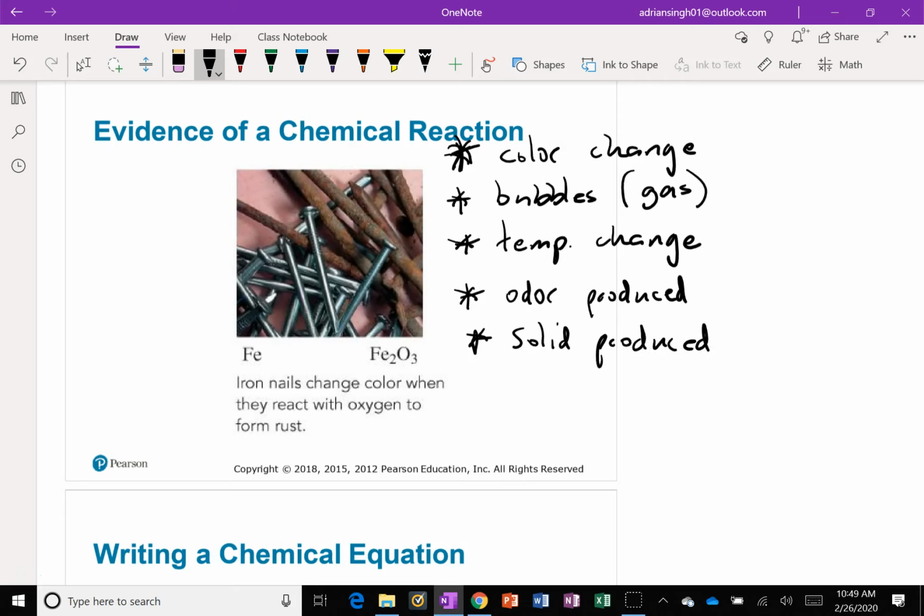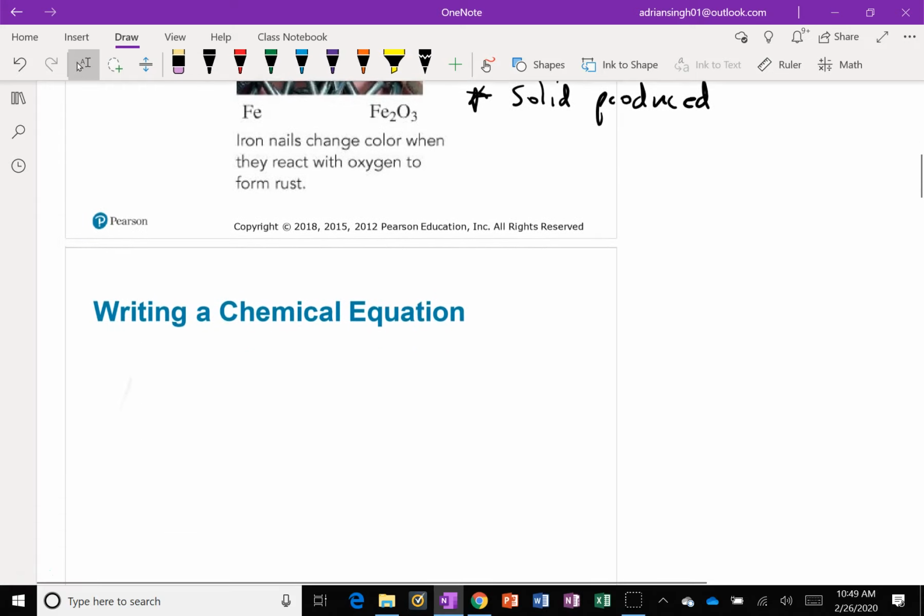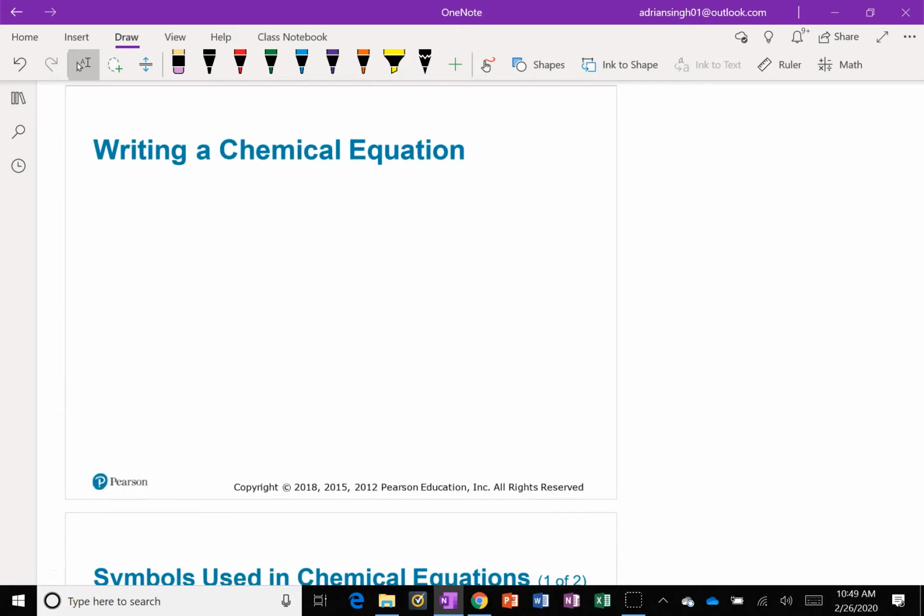Right, so all of those are indications that a chemical change or a chemical reaction has occurred. And as you saw on Monday, and as you'll see today, you may see a couple of them, or sometimes you'll see only one of them, or observe one of them. So a chemical equation then is what we use to represent these chemical changes, right? You can think of a chemical equation as sort of a chemical sentence.